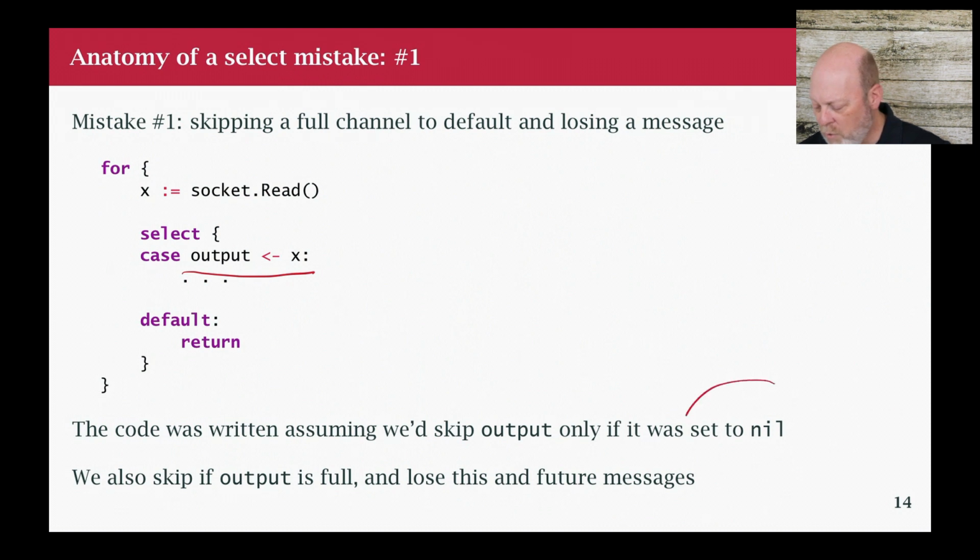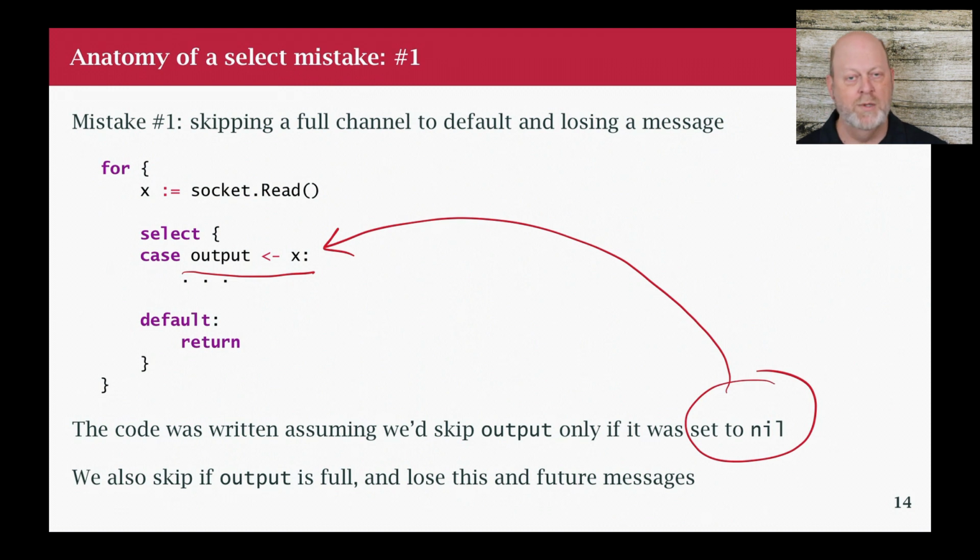The original idea would be, well, for some reason, if I don't want the input anymore, I will set output to nil. As soon as I set output to nil, it doesn't affect anything anymore, and that way we take the default case and get out of here. Well, that's great, except for one little problem. The problem is that logic is also going to happen if at any time output becomes full. If output is full, it has no room to push one more thing into that channel, then we're immediately going to take the default case, and any more output from the socket will be lost.